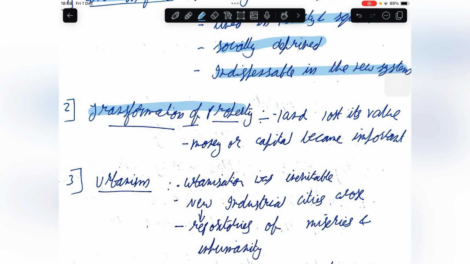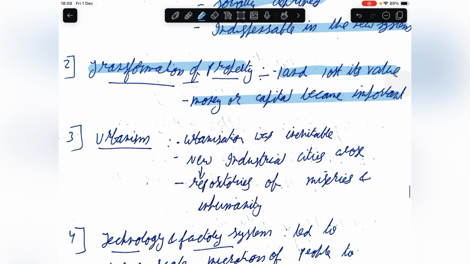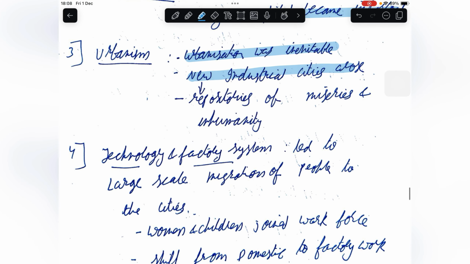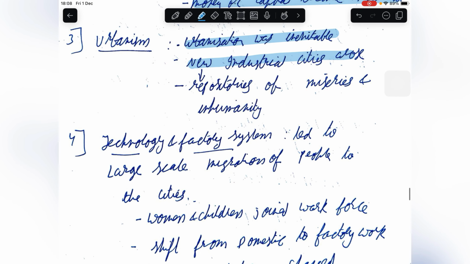Transformation of property. So land is no longer the central part as it is in traditional Europe. Now the money or the capital became important. Urbanism, as we already talked, urbanization was inevitable, and because of that, industries grew. It's a vicious cycle. So technology and factory system, large scale migration of people to the cities.